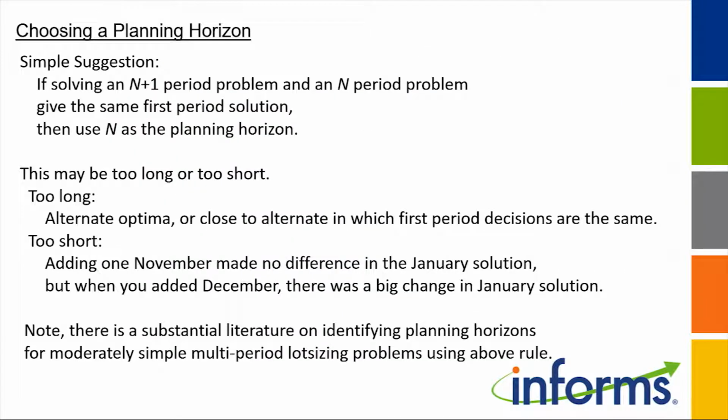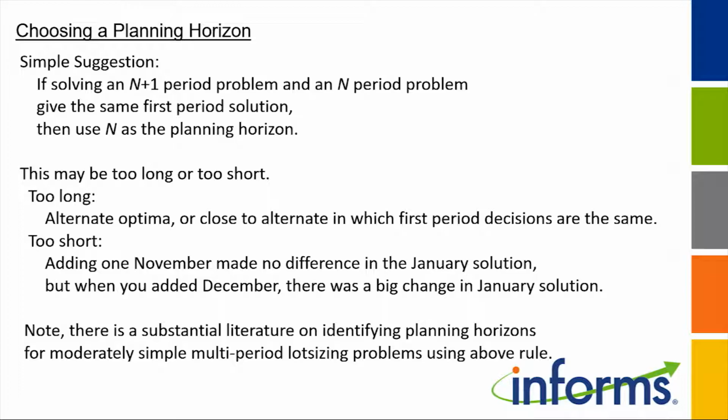What else do we want to worry about here? Choosing a planning horizon. So here is the standard obvious suggestion: you solve an n-period problem. You look at the solution for the first period, then you add another period to it. You forecast ahead a little bit more. So it's not a sliding schedule, but instead of a 12-month horizon, you use a 13-month horizon and solve it. And if you get the same solution for the first month, you say, okay, that's good. We probably have a long enough horizon.